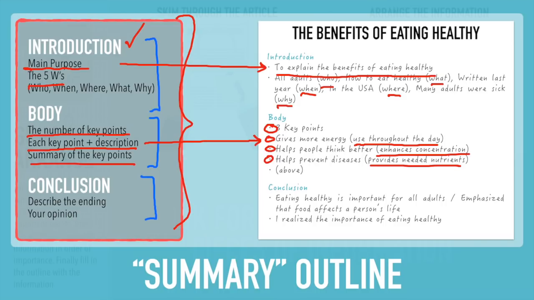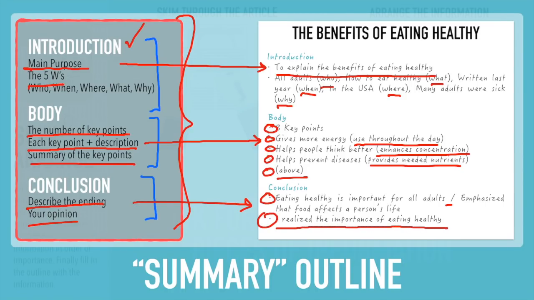Now for the summary, I just said it's above. Remember, the outline is just my notes or your notes before you write your essay. And finally, the conclusion. You're going to describe the ending and then give your opinion. So here we go. Eating healthy is important for all adults. Then I also have, it emphasized that food affects a person's life. So I'm giving the ending of the article. And then finally, my opinion. I realized the importance of eating healthy. So I will use this to write my summary of the article that talked about the benefits of eating healthy.